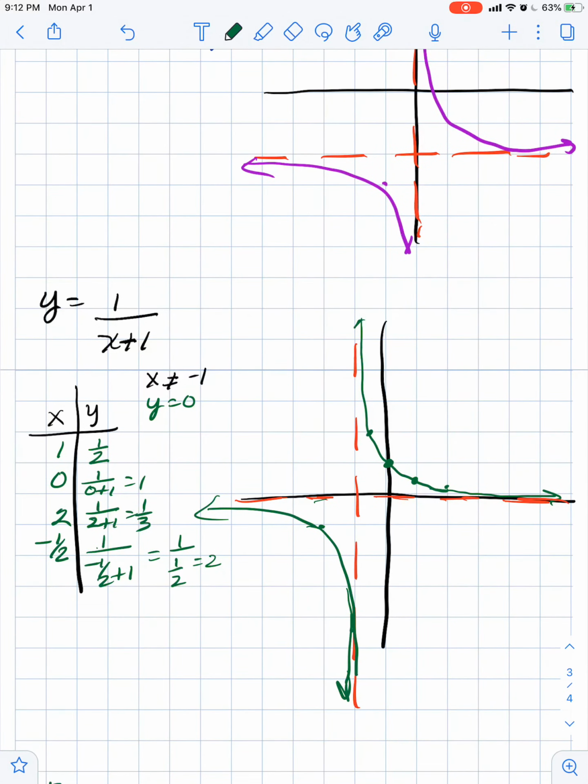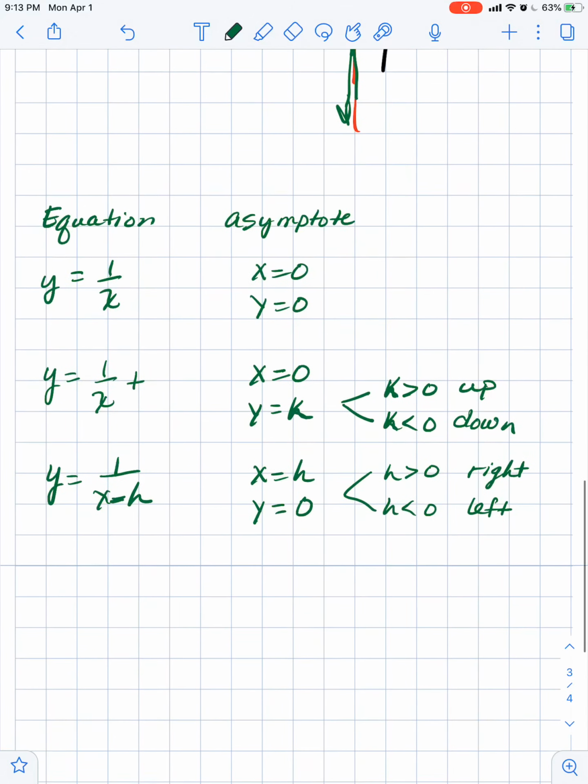So this was plus, so that was actually a minus. So this is x minus a negative 1. That moved it left. Okay? Which is what we said here. Okay? So that is the basic equation, moving it left, right, up, and down. Now we'll talk about when we do some other modifications to our equation.